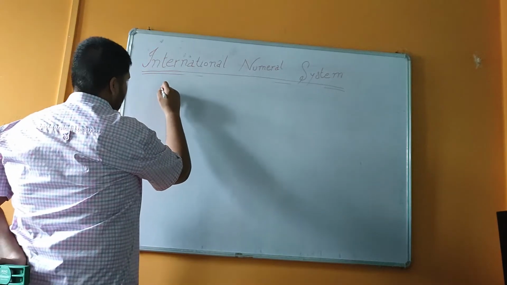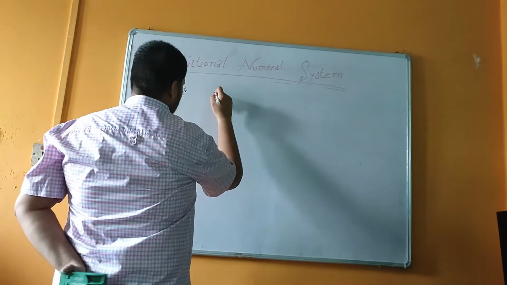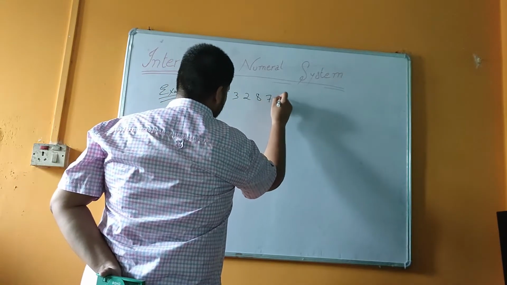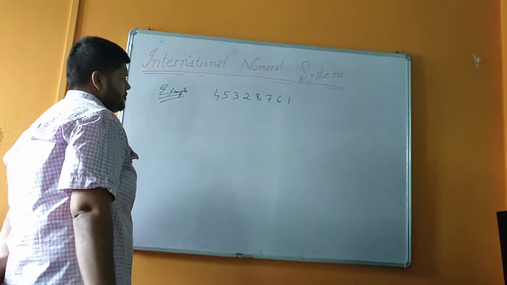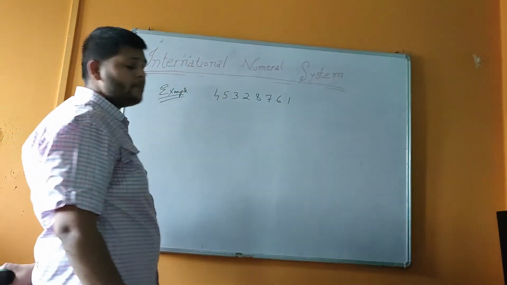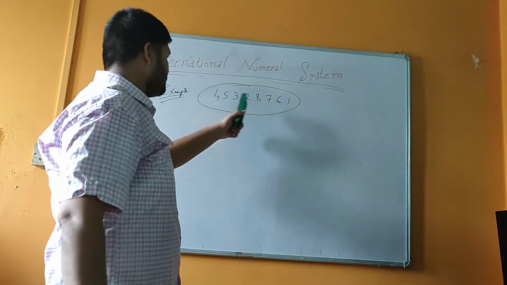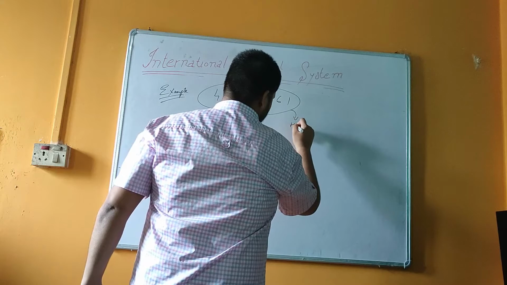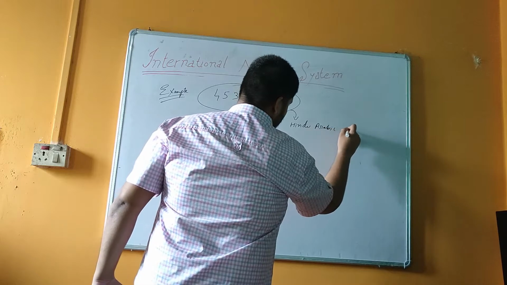So here I am taking an example. Suppose one number I am taking is 4, 5, 3, 2, 8, 7, 6. Okay. One more I am taking, 1. So this is the number. What kind of number? This is a Hindu-Arabic numeral. Now I will transform this Hindu-Arabic numeral. I am writing it over here: Hindu-Arabic numeral.